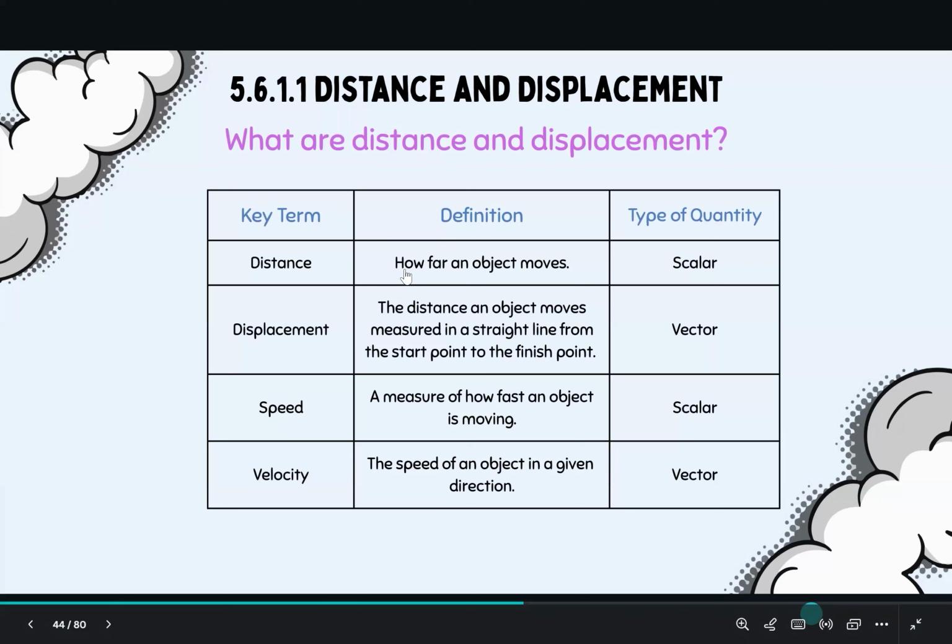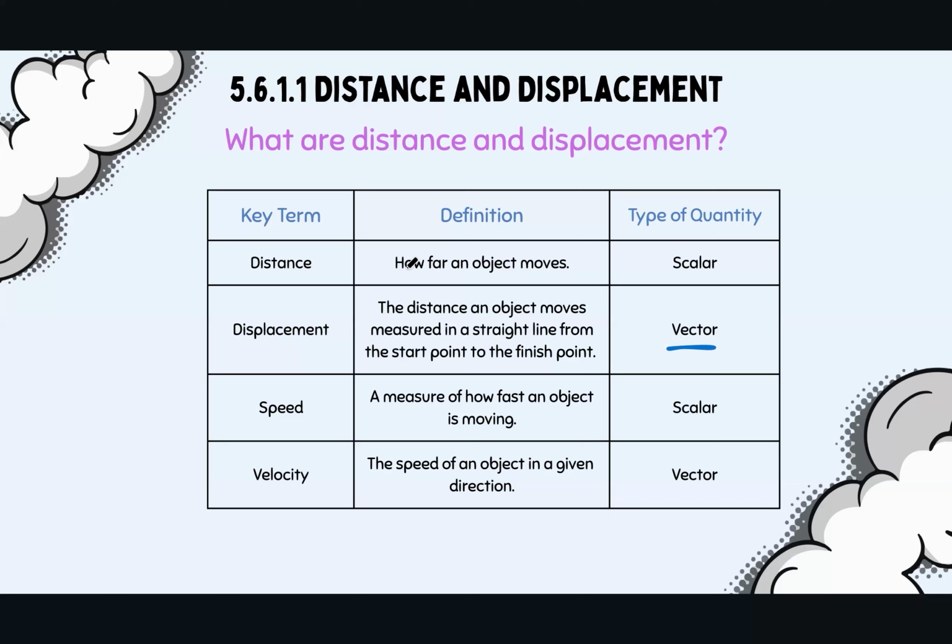5.6.1.1, which is distance and displacement. So what are distance and displacement? This is something we've already covered. Distance is how far an object moves, which is scalar. Displacement is the distance an object moves, measured in a straight line from the start point to the finish point. So that's a vector, so it gives us a direction as well. Speed is a measure of how fast an object is moving, and velocity is the speed of an object with a given direction. So that's a vector.